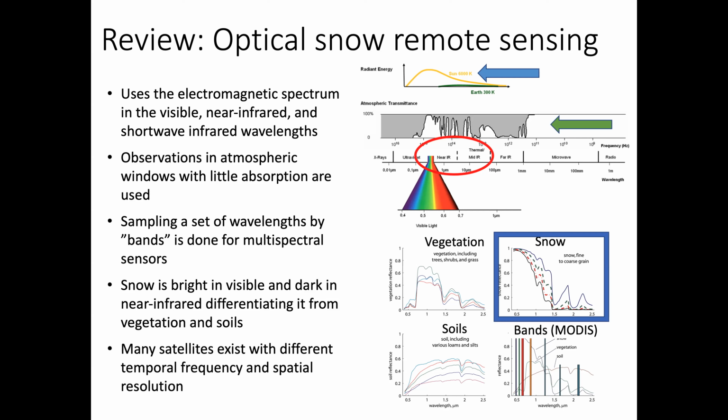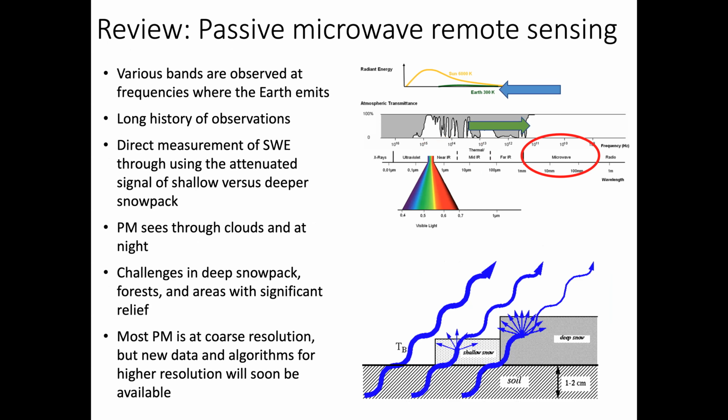We then learned about the special property of snow, which is that it's bright in the visible, which is why it appears white, and dark in the infrared wavelengths, as seen in the blue box on the right. Vegetation and soils have different spectral characteristics, as shown in the graphs on the lower right. There are several satellites measuring at these wavelengths at different spatial and temporal resolutions.